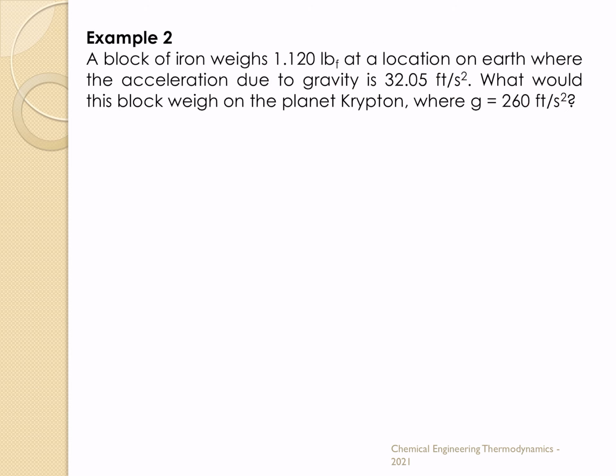Example 2. A block of iron weighs 1,120. Remember, we've said this is also another unit. This is force, another unit equivalent to Newton. This is our force, that is weight, at a location on Earth where the acceleration due to gravity is given, so we have a g. What would this block weigh on the planet Krypton, where g is equal to that? So we've seen that this varies.